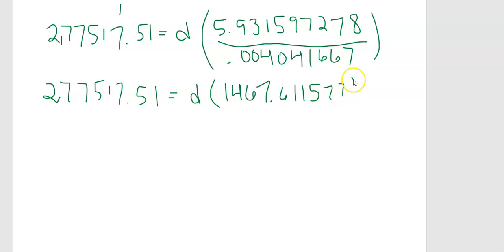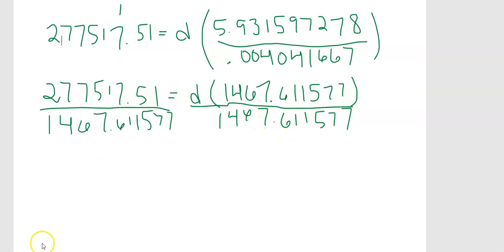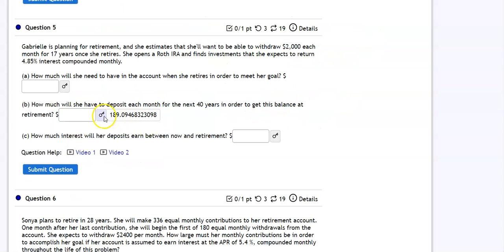All right, now I've got an equation and I've got something being multiplied by D. So to get rid of this item that's being multiplied by D, let's divide it out on both sides. So I will divide it out. Let's see what we get. At this point, I'll go ahead and round it off to a dollar amount. So $189.09. Doesn't seem like much, but let's remember that she is saving for 40 years. And of course we can check here, and it is correct.